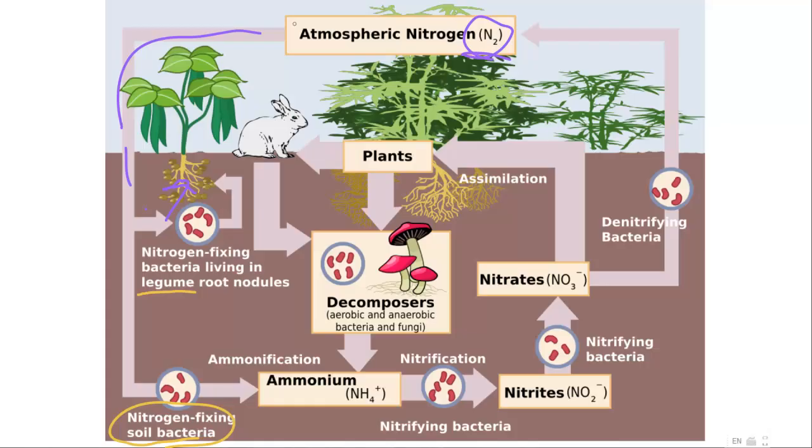Now, when both of these organisms, the plants and the rabbits, die, because they are living organisms, at some point they will die, and their proteins and nucleic acids and any other nitrogen that they've taken in is going to be released back into the soil by decomposers. The decomposers are bacteria and fungi. Some of them are aerobic, which means they require oxygen. Some of them are anaerobic, which means they can function without oxygen. Also pretty cool. But that form of nitrogen is basically ammonium.